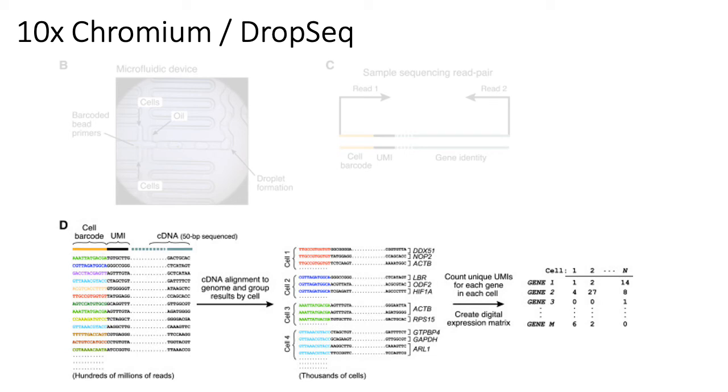And so again, after you align the cDNA to the genome or to a reference transcriptome, you group cDNAs that have the same cell barcode together, because you know that they came from the same cell. That allows you to essentially count how many times each gene is represented within each cell in your library. And that's how you get your table that represents your single-cell RNA-seq experiment, which tells you how many times each gene was identified in each cell.